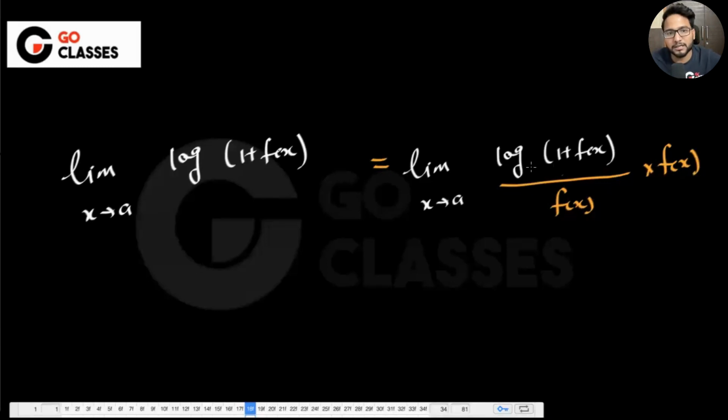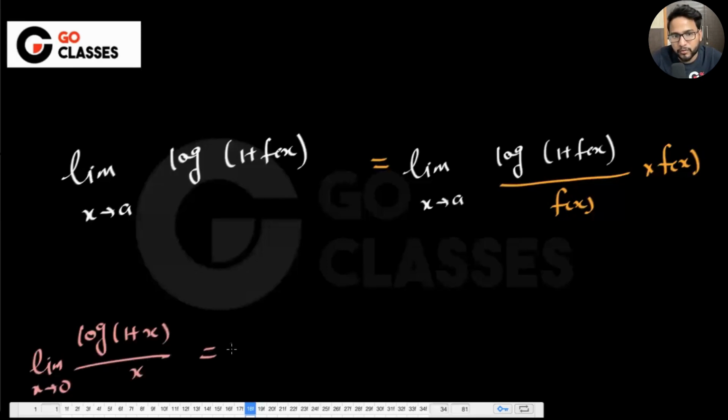Now, as you know, there is a standard limit which says that limit x tends to 0, if this function is going to 0, so basically log of 1 plus x upon x, limit x tends to 0, this particular formula says this should be 1. Is this okay to everyone? What does this mean? This means that if this is going to 0 and this is also going to 0, then this log ratio is actually 1, right? So since f(x) is going to 0 as x tends to a, is this understood to everyone, or should I tell in more detail?